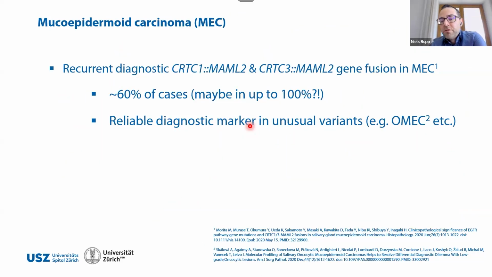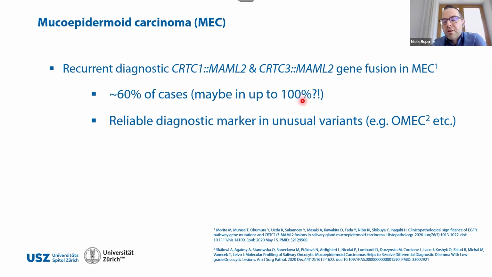So this fusion is the CRTC3. This is the rarer one, but most commonly you can find the CRTC1 MAML2 gene fusions. And in the literature, you find data of approximately 60% of the cases harboring these fusions. But there are some authors, and this includes also my opinion, that maybe it's up to 100%.